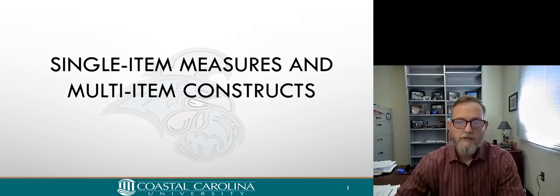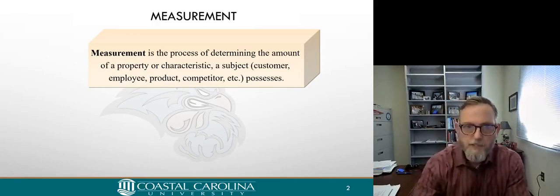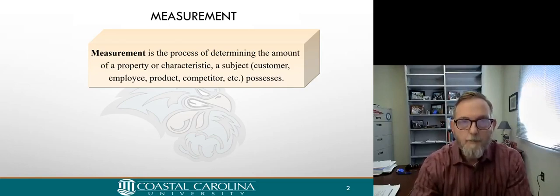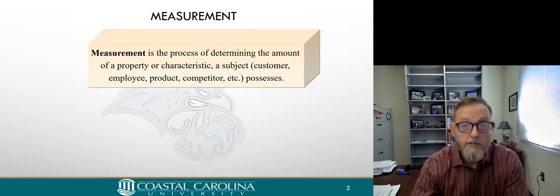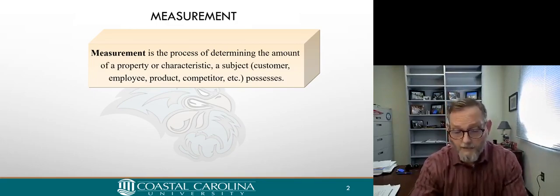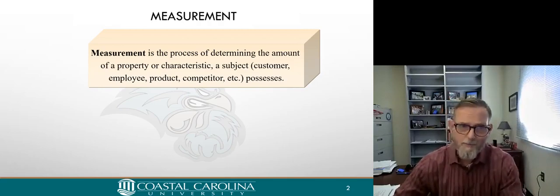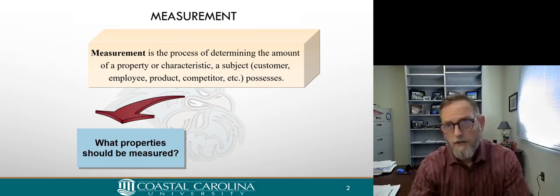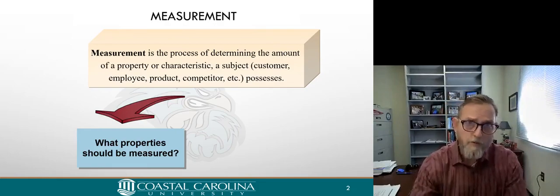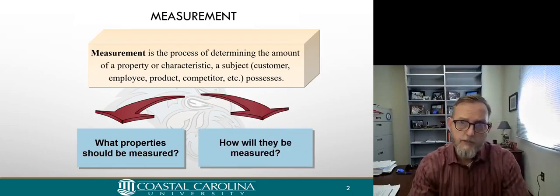So to begin with, let's talk a little bit about this whole idea of what a subject is and what we want to think about in terms of what a measurement is. A measurement is a process of determining the amount of a property or a characteristic a subject possesses. That subject would be the subject or the object of our investigation, and there are two basic things we want to think about in research: what properties we're going to measure and how we're going to measure those properties.